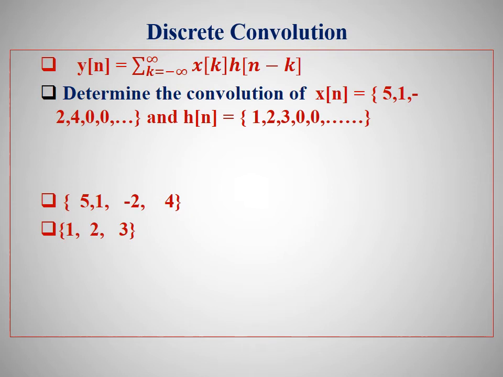Thus, we are going to consider an input of 5, 1, 2, 3 and 1, 2, 3 for h of n and consider the problem. Such a problem will be discussed in the next video.